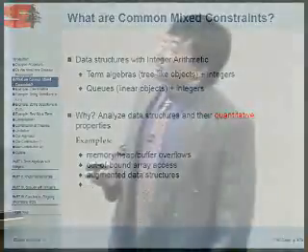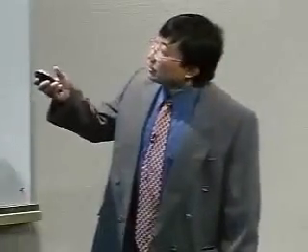So what are common mixed constraints? In this talk, we consider one type of constraint: data structures with integer arithmetic. First, we study term algebras, which model tree-like data structures with integer arithmetic. Then queues, which model linear objects with integer arithmetic. We can use these theories to analyze data structures and their quantitative properties.